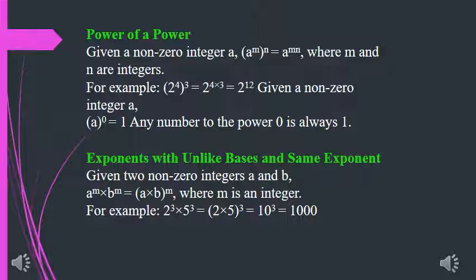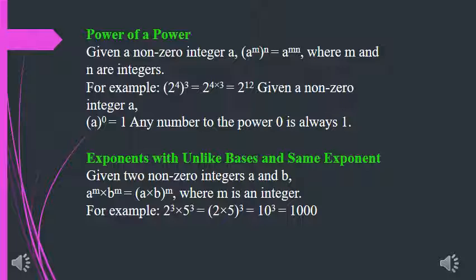Here we take one example, that is 2 raised to the power 4, raised to the power 3. Here we have to multiply the powers, so we get 2 raised to the power 4 into 3, that is 2 raised to the power 12. If any number has the power 0, we write a raised to the power 0 is equal to 1, means any number having the power 0 is always 1.